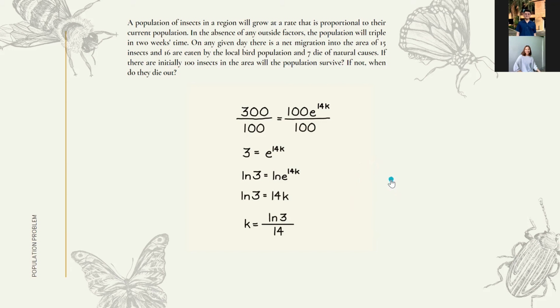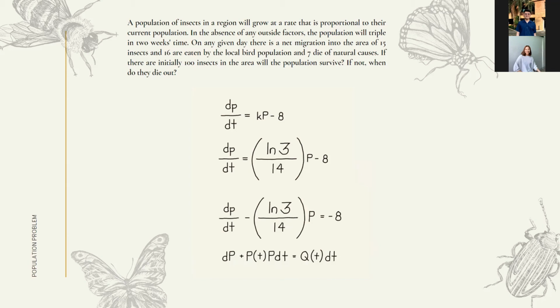Since we are solving for k, we divide both sides by 100, then take the natural log of both sides. This will result in a k of ln of 3 over 14. As we have already obtained the value of k, we go back to the original differential equation. The newly arranged equation can now be derived through the method of linear differential equations.